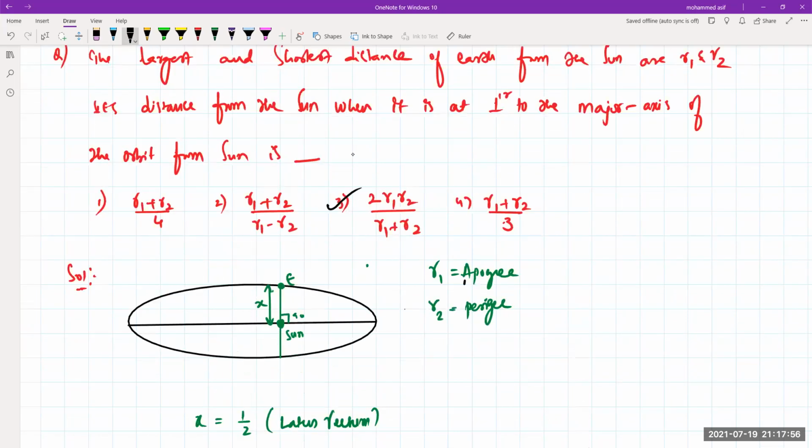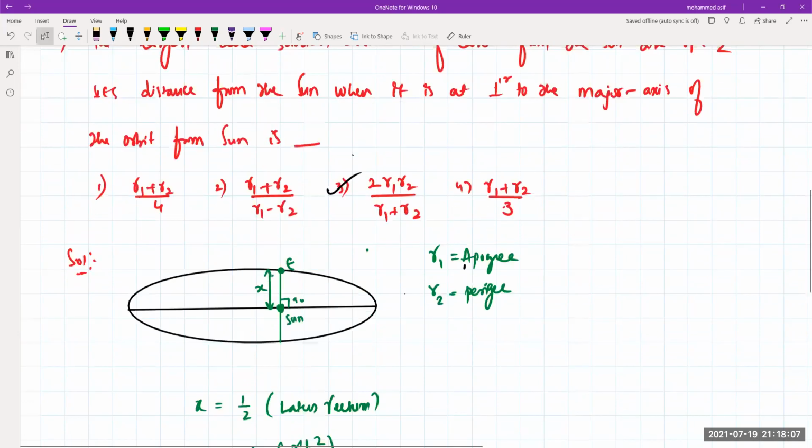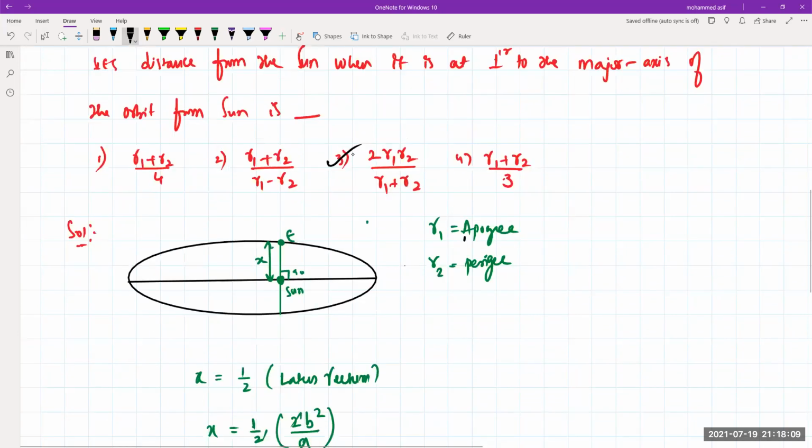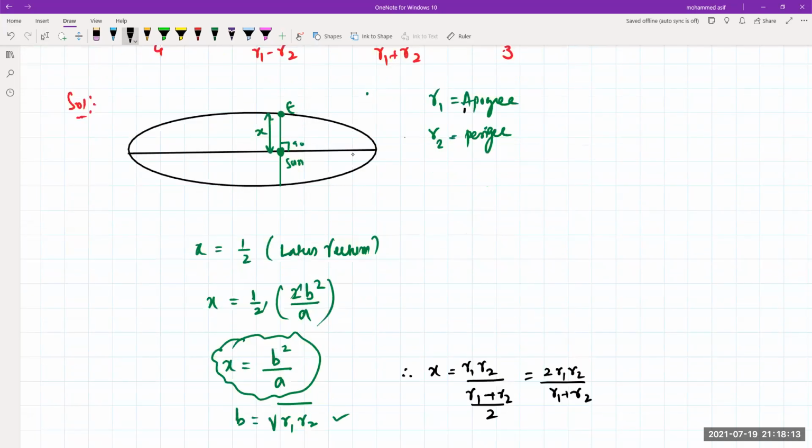Very, very, very important. Questions like this are compulsory. So we need to remember this very, very important relation. So what is the latus rectum, beta? What do you mean by the latus rectum? This distance is nothing but the latus rectum, that is nothing but X. X is equal to how much for me? X is equal to 2 B square divided by A.